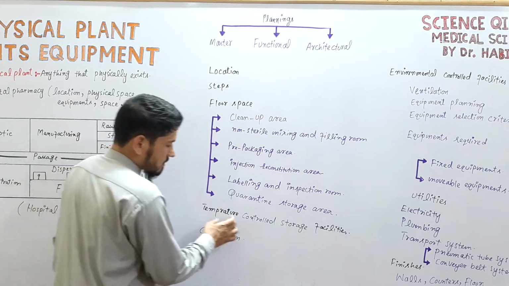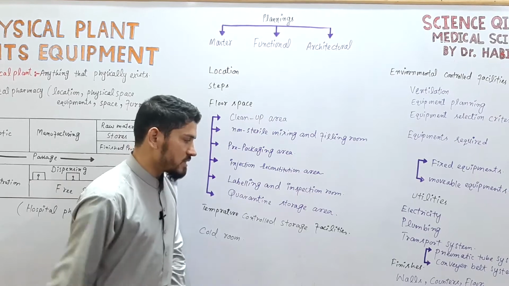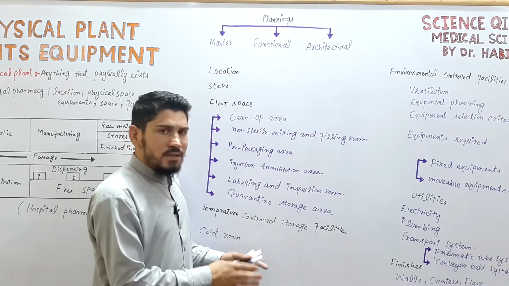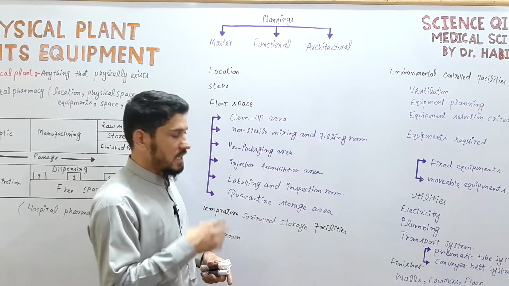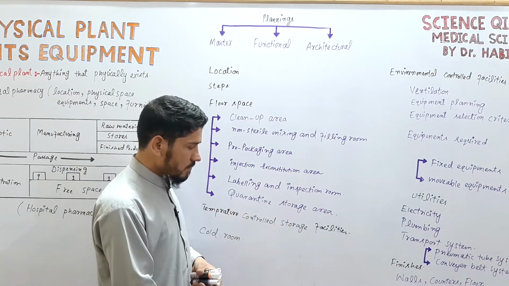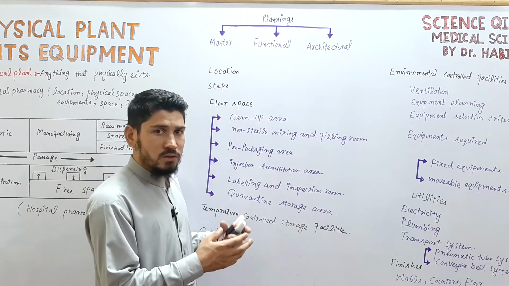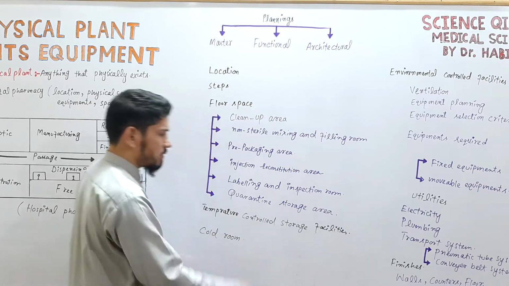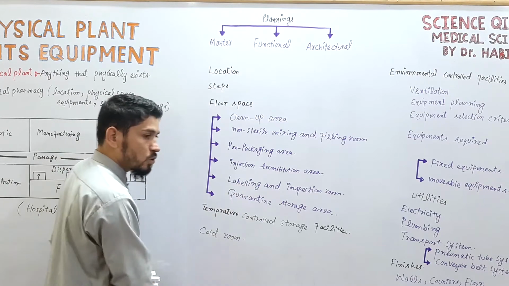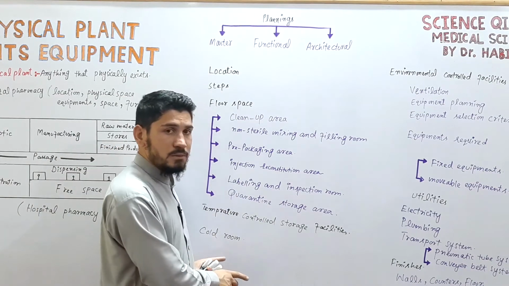Okay, the next one is temperature controlled storage facilities. So different drugs, they are stored at different temperatures. We need the different temperature facilities like refrigerator, and then we talk about the cold room and cool temperature, and then room temperature and all that. So we'll talk about different temperatures in detail. The next one is cold room. We need this facility for the hospital pharmacy.